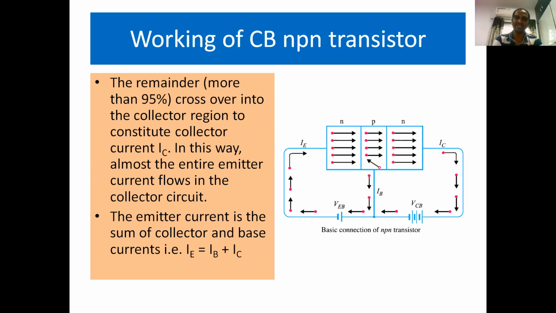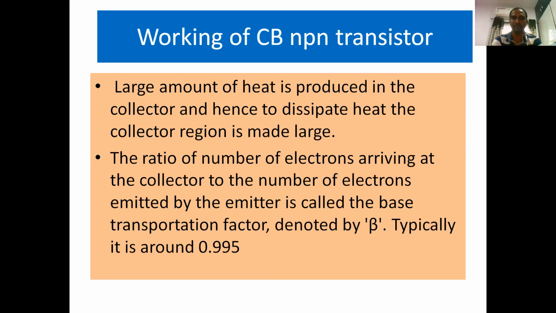The remainder, that means 95% of charge carriers, cross over into the collector region via the base from the emitter to constitute the collector current, which is represented with IC. In this way, almost the entire emitter current flows in the collector circuit. So the emitter current is the sum of collector and base currents. You can see all this in this circuit diagram.